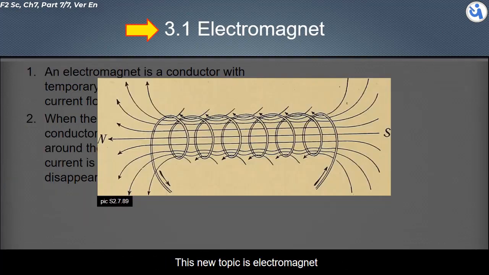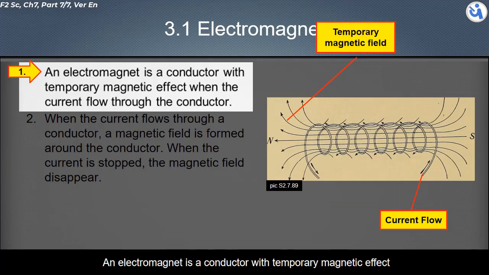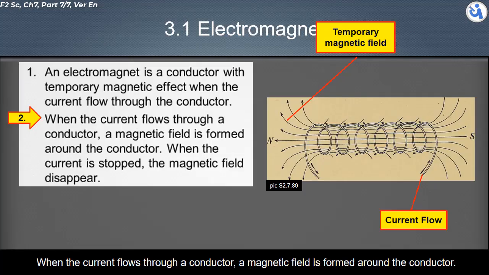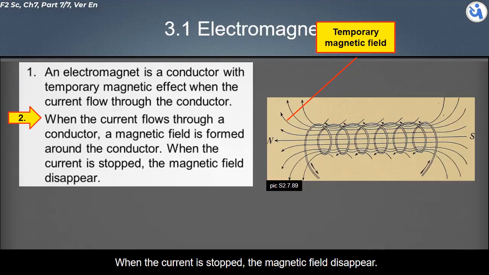This new topic is electromagnet. An electromagnet is a conductor with temporary magnetic effect when the current flows through the conductor. The key words here are temporary magnetic effect and current flow. In an electromagnet, when the current flows through a conductor, a magnetic field is formed around the conductor. When the current is stopped, the magnetic field disappears.